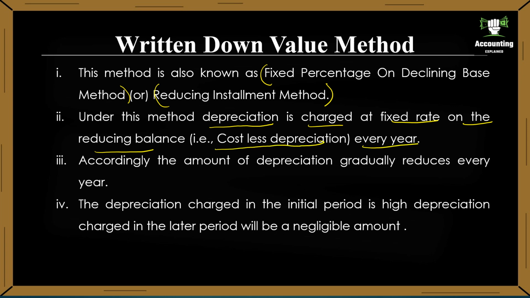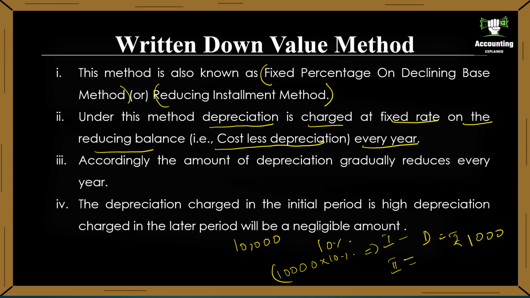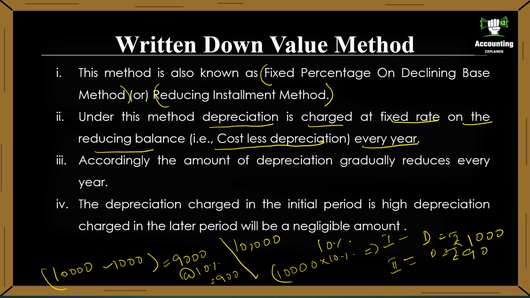So I will explain this to you with an example. Suppose the cost of the machine is 10,000 and the rate of depreciation is 10%. Then at the end of the first year, depreciation will be 10,000 into 10%, that is 1000 rupees. At the end of the second year, depreciation is charged on cost less first year depreciation. The cost is 10,000 and the first year depreciation is 1000, so for the next year we take 9,000 rupees for calculating depreciation at 10%. So 9,000 at 10% is 900. The second year depreciation will be 900 rupees, and it goes on like this.